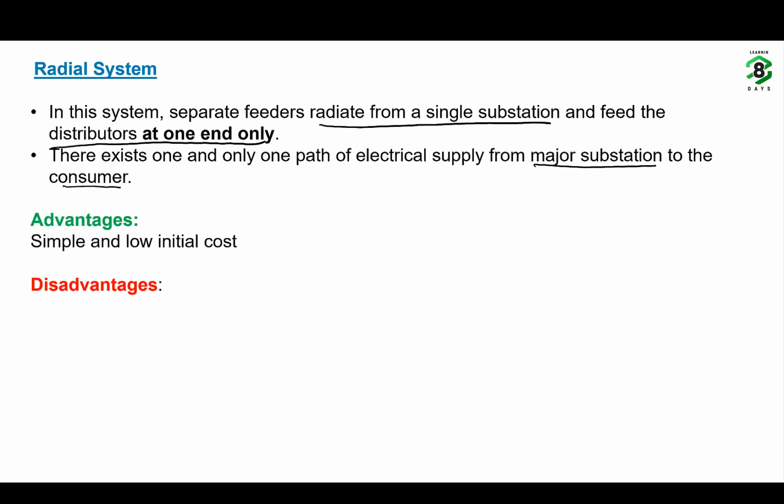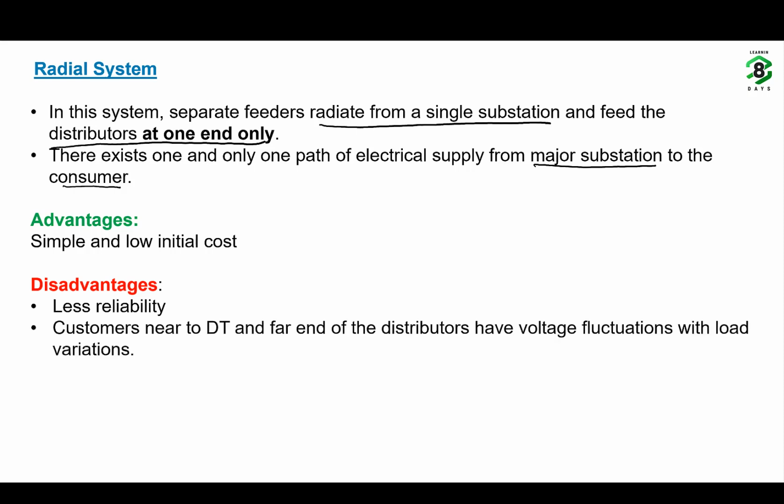Advantage is that it is simple, and since there is only one path, the cost of infrastructure, the commissioning cost is minimum. As required, less infrastructure, less number of transformers, less number of poles, less number of circuit breakers, insulators, etc. So the commissioning cost is low. What are the disadvantages? Disadvantage is less reliability. As I told earlier, if there is a disturbance in that single path, then the customer will not get the supply.